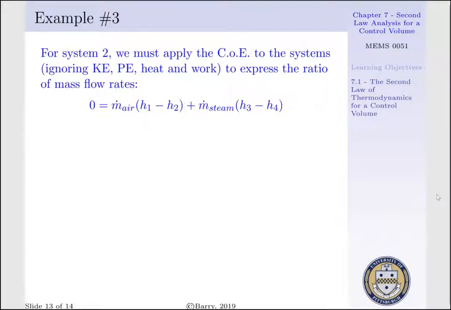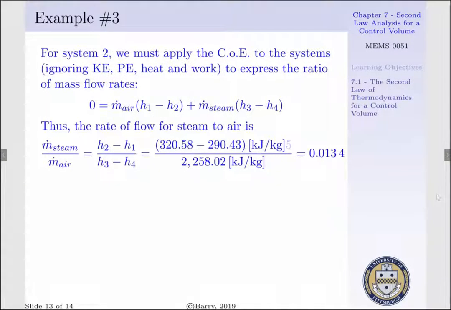Thus, our conservation of energy equation becomes 0 is equal to m dot air, H1 less H2, plus m dot steam, H3 less H4. H1 corresponds to a temperature of 290 Kelvin, and H2 corresponds to a temperature of 320 Kelvin for the air. H3 corresponds to our saturated vapor state, and H4 corresponds to our saturated liquid state of our condensing steam. Thus, the mass flow rate for the steam to air is H2 less H1 per H3 less H4. Using the values from our tables, we find that our mass flow rate of our steam to that of air has to be 0.0134.